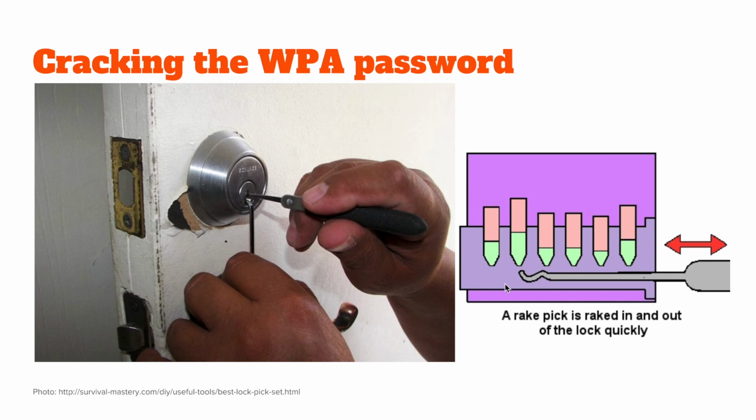And so really it's just kind of a brute force method. You're just pushing this in and out and up and down, trying to randomly get these pins to stick in there at the right moment. And once they all line up, you can get in. And this works with any sort of cheap lock, like a padlock, that sort of thing. Just a good analogy for what we're doing with this brute force WPA cracker here.